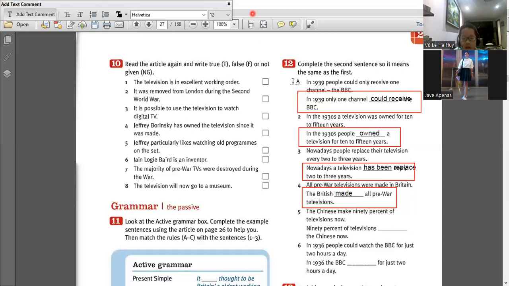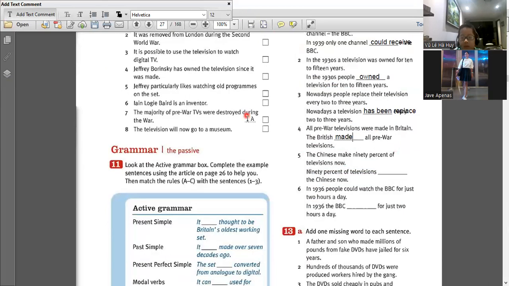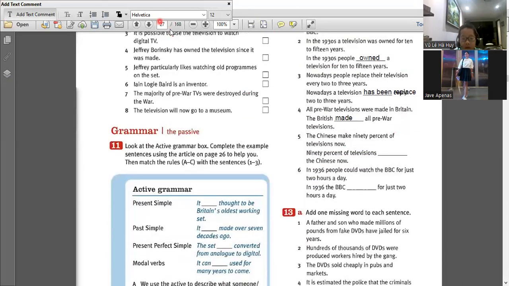Okay, next, let's proceed to number 5. This one. The Chinese make 90% of televisions now.